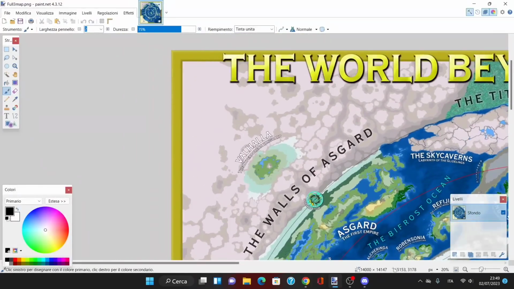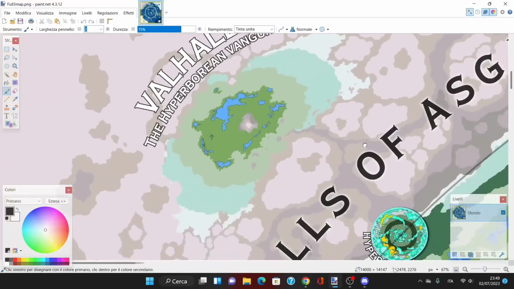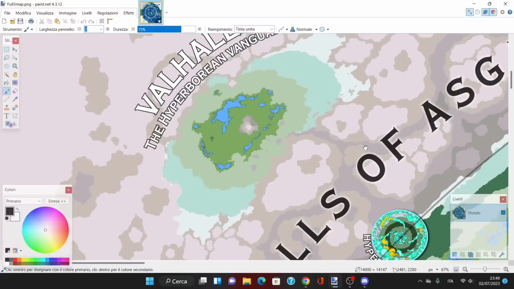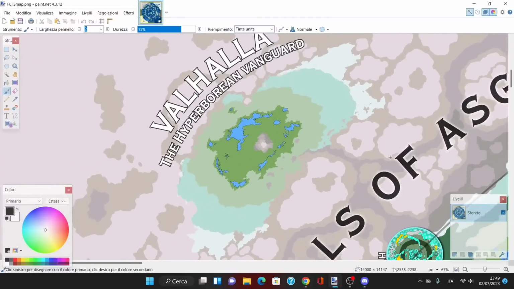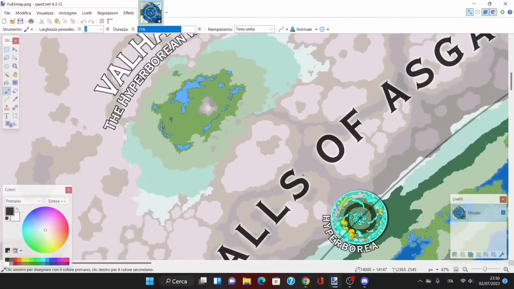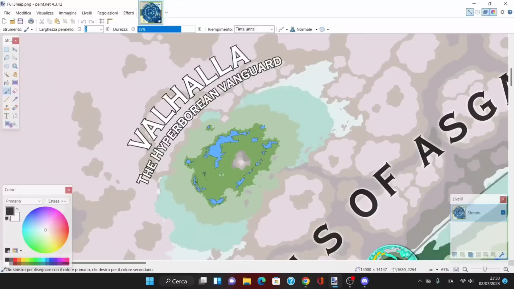Of course, then we have Valhalla, the Hyperborean vanguard. So in case you don't know, Valhalla was the place where the dead of the Norse came to be when they died. So instead of going to hell, paradise, heaven, whatever, they went to Valhalla, which in this case was some kind of land where all the warriors would fight for eternity at certain points of their routine, and they would prepare for Ragnarok, the end of times, which eventually never came, so they just live there forever.